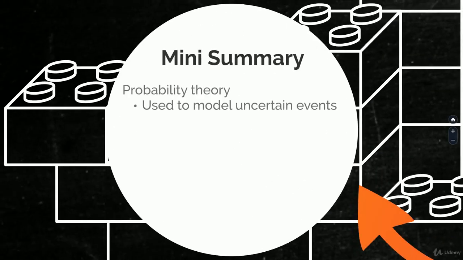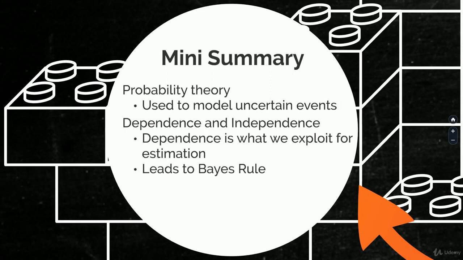So let's do a quick mini summary. Probability theory is used to model uncertain events. Dependence and independence is what we end up exploiting for estimation, which leads us to Bayes' rule. And finally, prior probability matters, the prior probability of AIDS in our example. And then combining tests improves outcomes significantly.